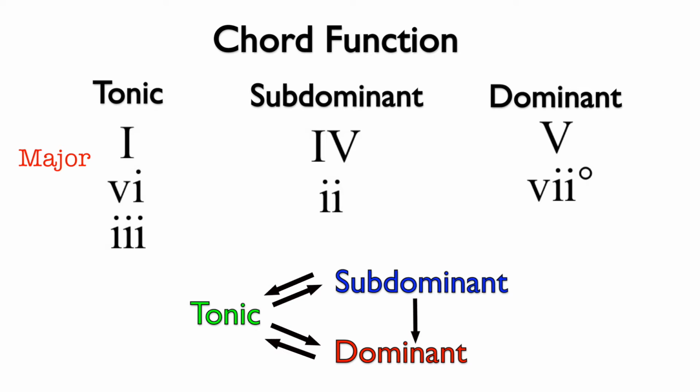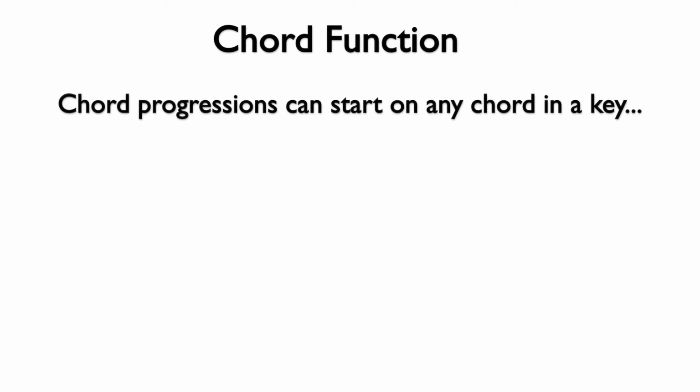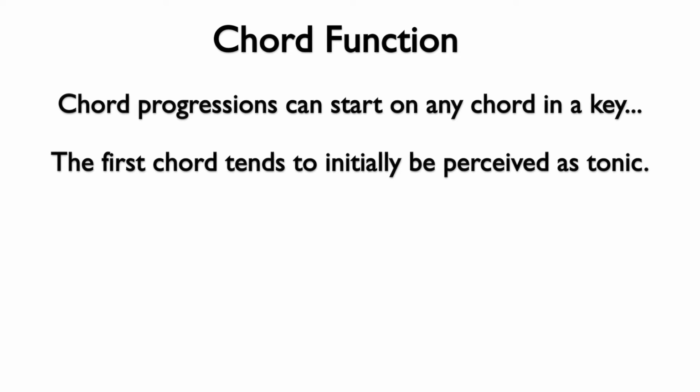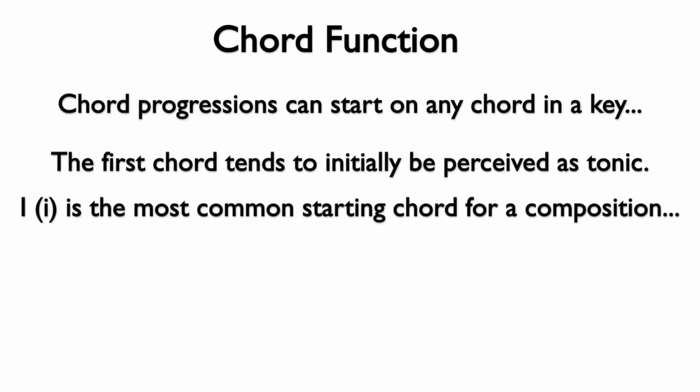Now let's create a chord progression that observes the tendencies of tonic, subdominant, and dominant function. Chord progressions can start on any chord in the key, but we tend to initially perceive the first chord of a composition as 1. 1 is the most common chord to begin a piece with, and 5 would be common as well. If we start a progression on a chord other than 1, it will take some time for the progression to confirm what home is. Let's begin our sample progression on 1.